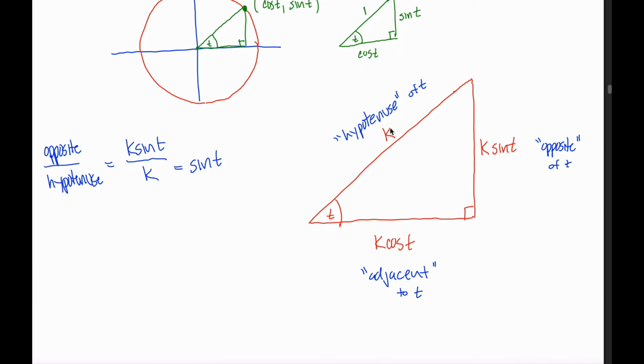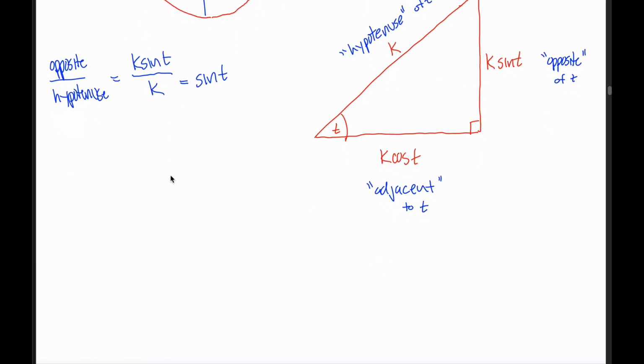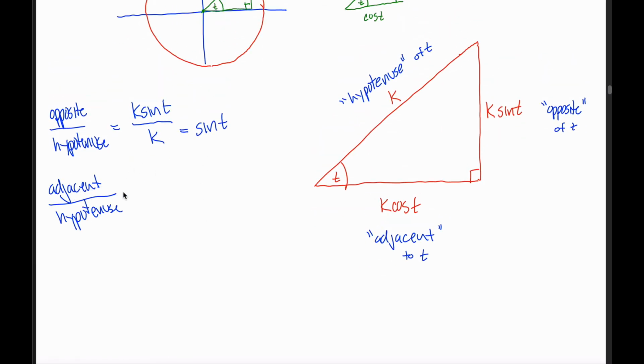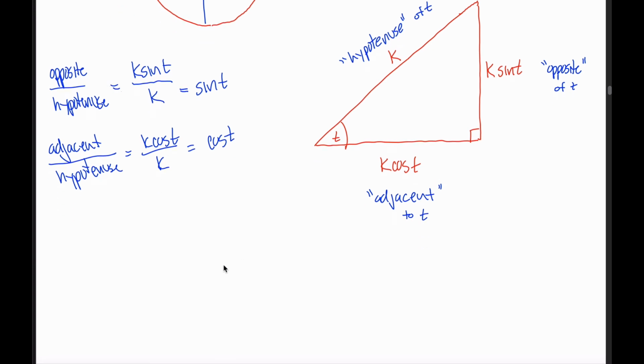It doesn't matter what this is when I look at the ratio. The ratio of the opposite side to the hypotenuse is always the sine of t. Similarly, when I take the length of the adjacent side to the hypotenuse, I'm taking k times the cosine of t, and dividing that by the length of the hypotenuse, which is exactly k. Those k's cancel each other out, and I'm left with just the cosine of t. The ratio of the length of the adjacent side to the hypotenuse is always equal to the cosine of t, no matter what right triangle I'm talking about.